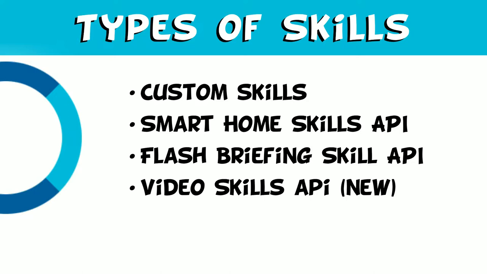There are several different types of skills that you can build for this ecosystem. One of them is custom skills, or custom interaction models, and that's what we'll be focusing on today. There are also smart home skills, things that can integrate with lighting and other smart home devices. There's a thing called a flash briefing, which is basically a glorified RSS feed, a voice RSS feed. We won't be focusing on that, but we do have a demo of it at the end. And then there's a new one, the video skills API, which is brand new. We won't be talking about that at all, but it's a thing.